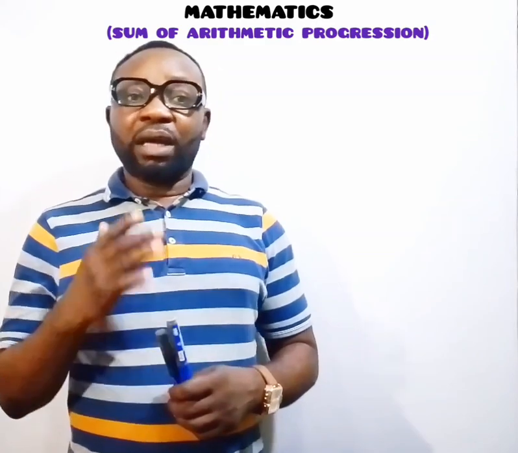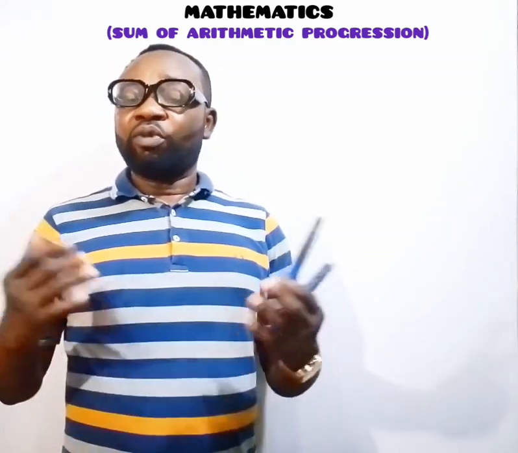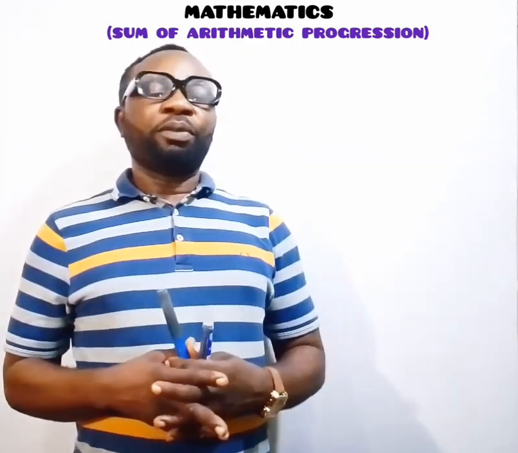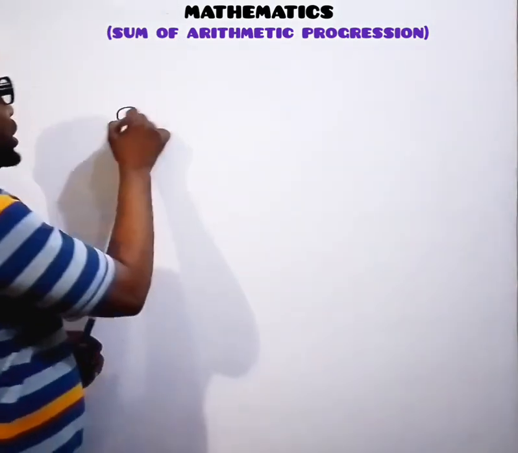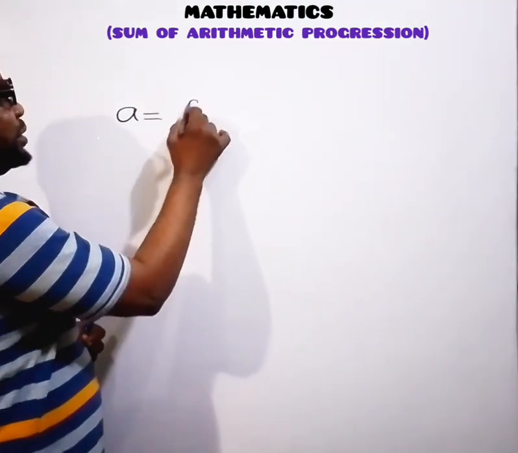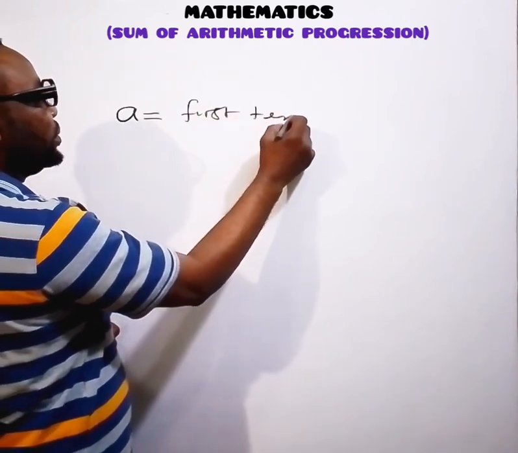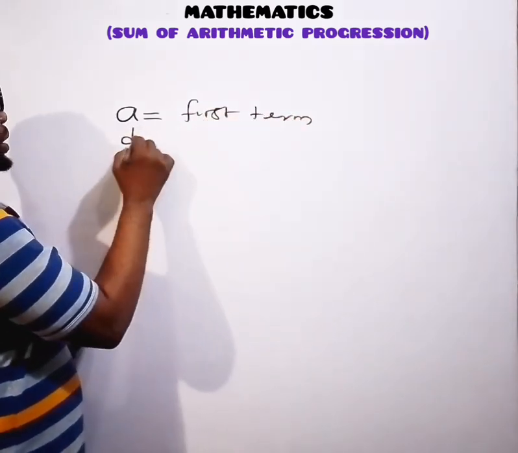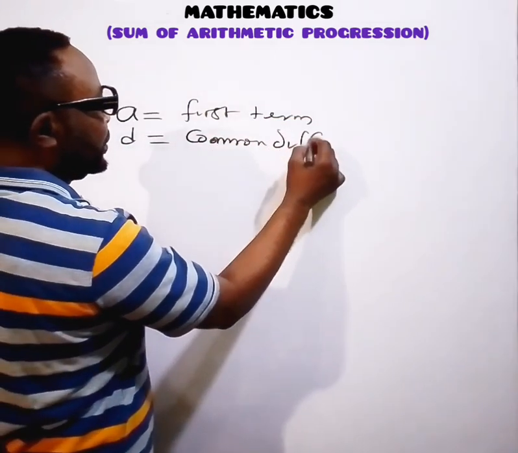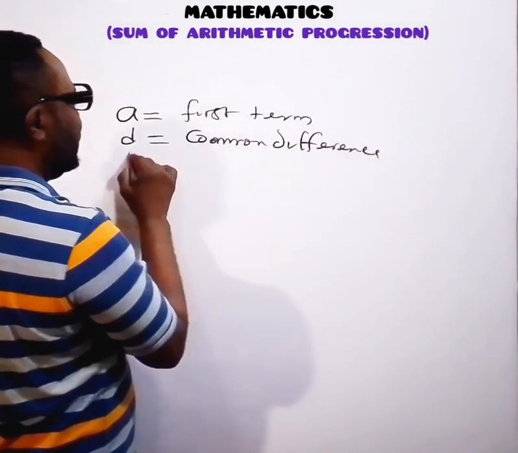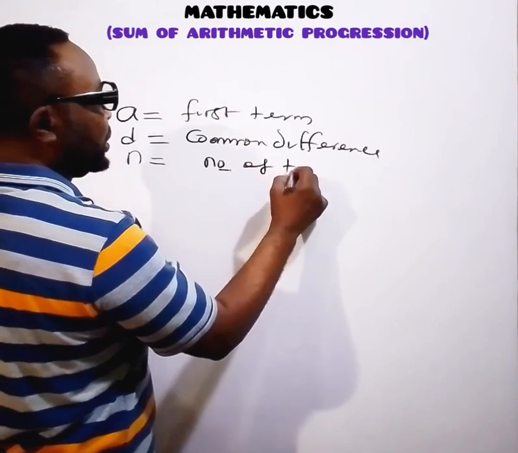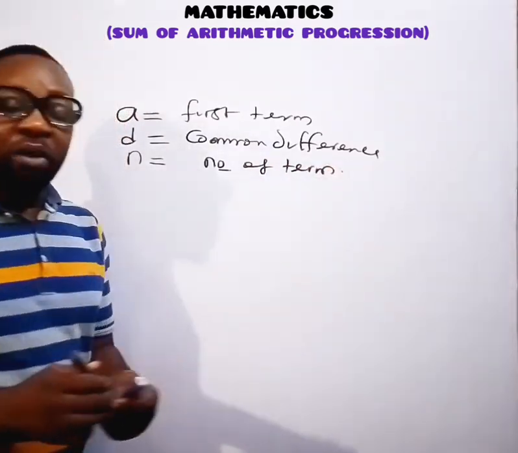And the elements that we always consider when we are trying to solve any question regarding arithmetic progression are: the first term, which is given the letter A to represent it, the first term. We have D, which is the common difference. And we also have N, that is the number of terms in question.